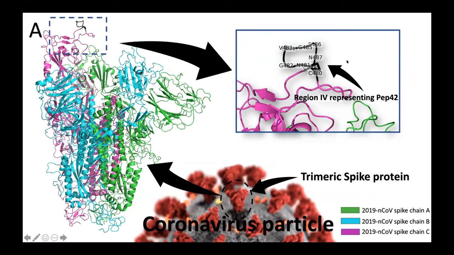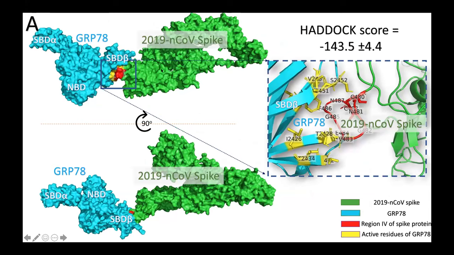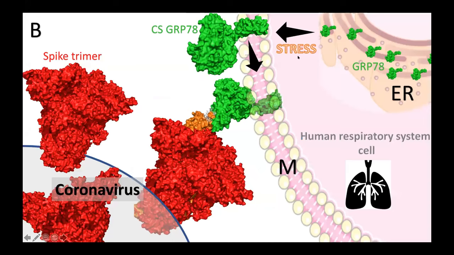Okay, now this is the model that we built for the binding between GRP78 and the SARS-CoV-2 monomer. So here is the binding site. We can see this is region 4, the red one, and this is the amino acid in the substrate binding domain beta of GRP78. So now this is the model we built under a stress condition: based on the infectivity of the virus or any stress response to the cell, GRP78 is overexpressed in the ER, released to the membrane, and becomes cell surface exposed and can detect the spike protein of the coronavirus.